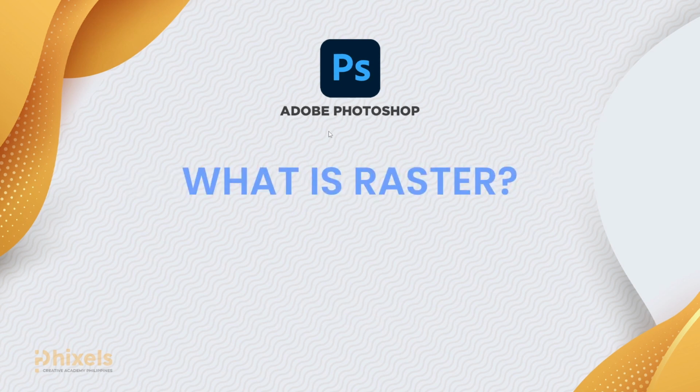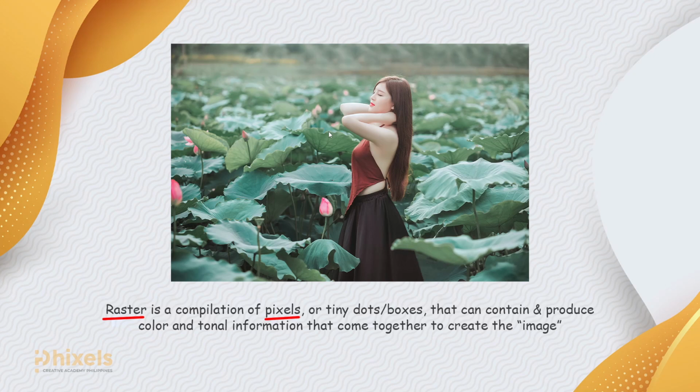But what is raster graphic editor? Or what is raster? So raster, classmate, is basically just a compilation of pixels or tiny boxes, no? And those pixels or tiny boxes contain and produce color and tone. And when those pixels come together, they create what we call image. So raster is a compilation of pixels. Or basically, raster in short is image. Okay? So it's actually just the same thing. Or at least similar.